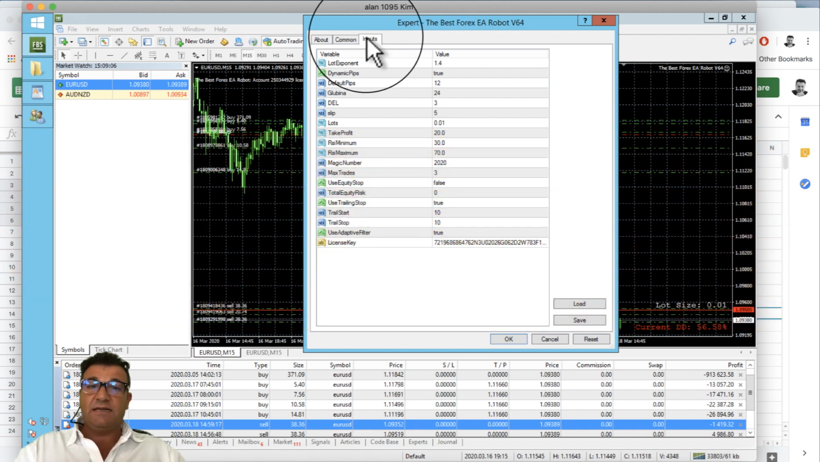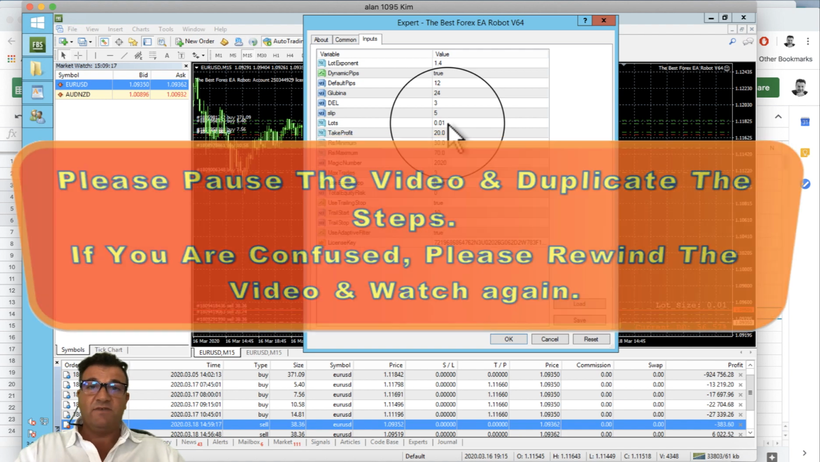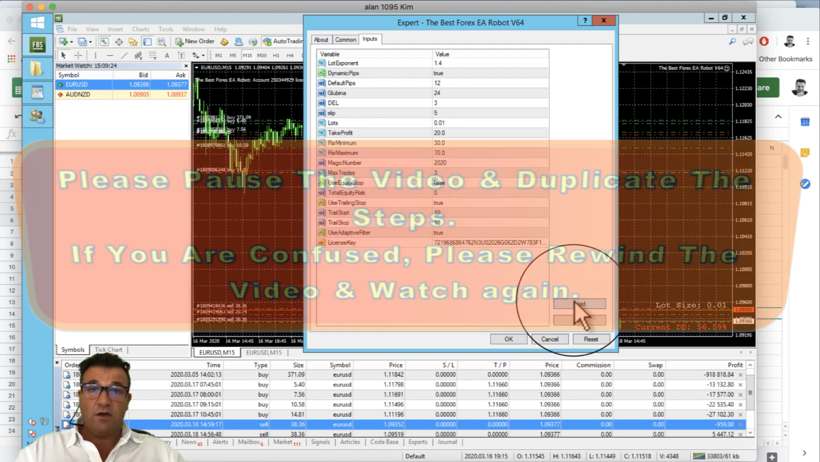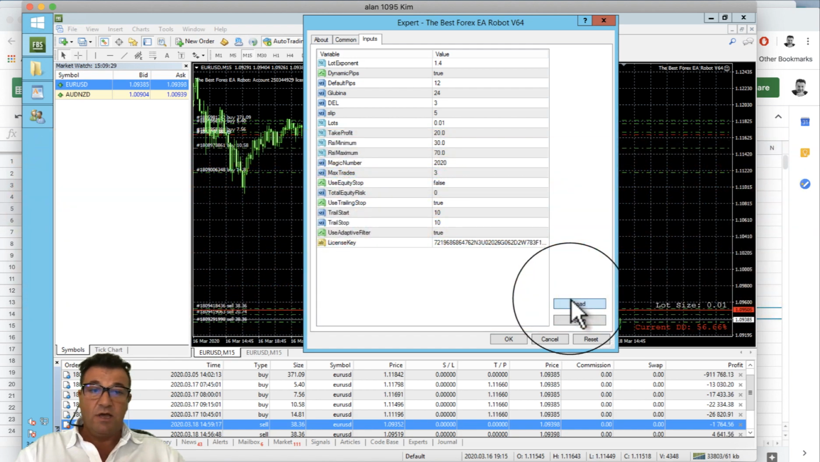The next step is to click on Inputs, and where it says your lot size, change that to 0.01. Please pause the video and do that step now. Once done, come back and resume. The next step is you can save. Make sure that your equity protection is off. Please pause the video, change those settings now, and come back once done.